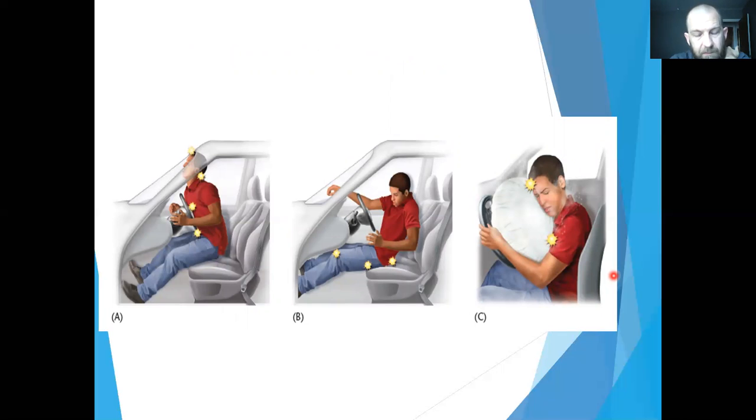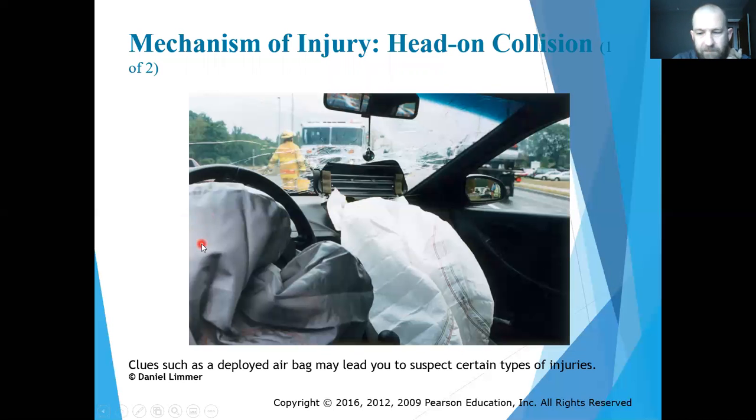Here we go, we've got all three of these. We can see we've got the up and over injury pattern here, right? The head is hitting the windshield, which causes hyperextension of the neck, right? And then we've got the chest and abdomen down to the pelvis making contact with the steering wheel.